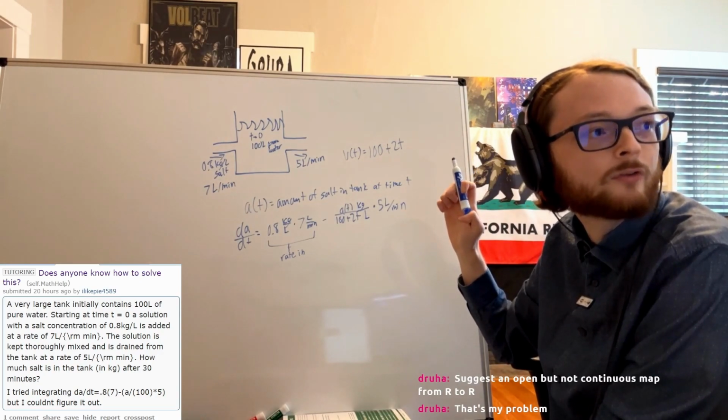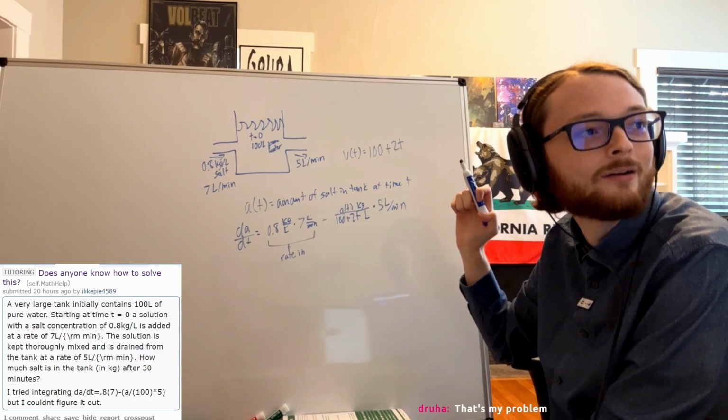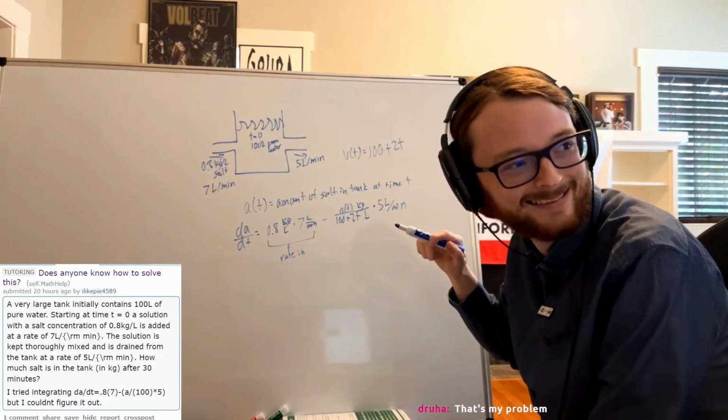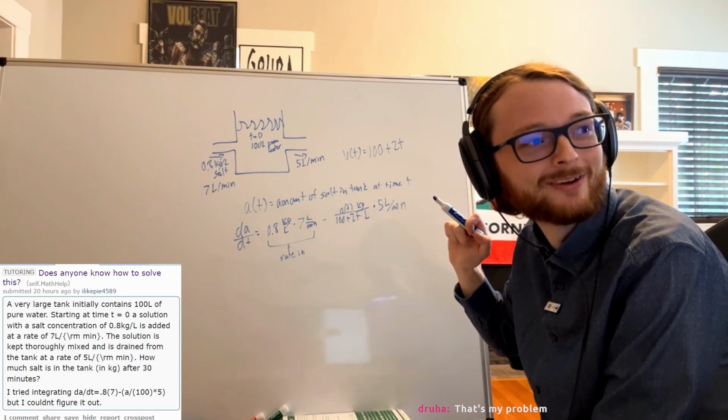Suggest an open but not continuous map from R to R. No clue. The answer, you would never figure it out yourself. Oh, geez. Okay.